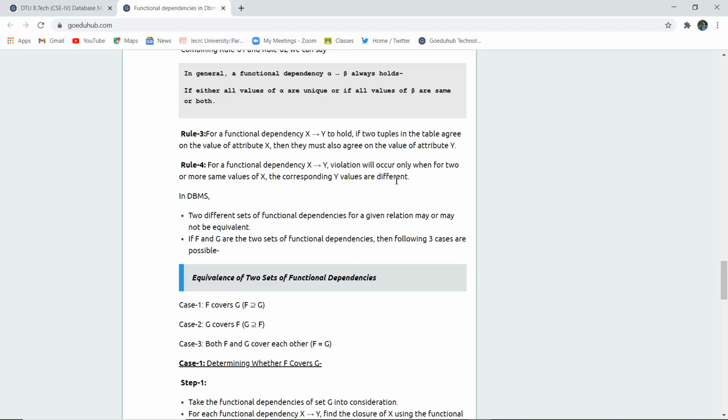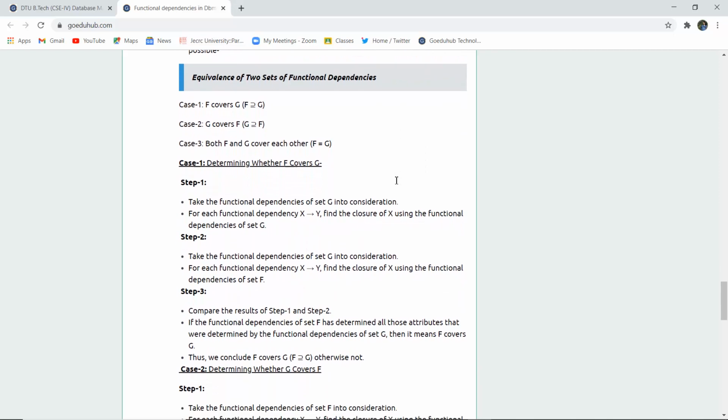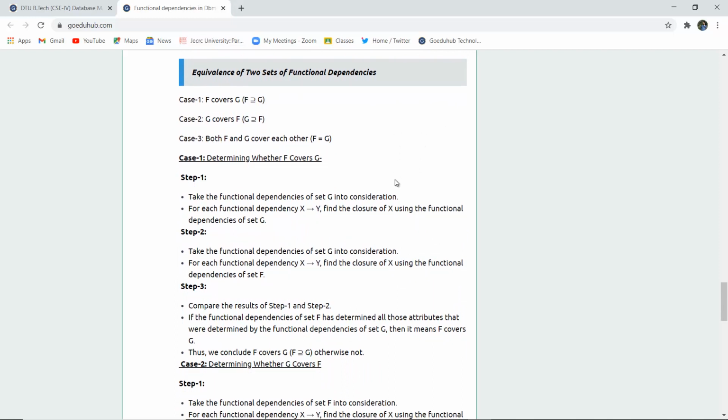So in DBMS, two different sets of functional dependencies for a given relation may or may not be equivalent. It is not necessary that the functional dependencies have to be equivalent. For example, if F and G are two sets of functional dependencies, then the following three cases are possible. Now what are those three cases? Let us study that: equivalence of two sets of functional dependencies, and how can we make them equivalent? So case one is F covers G. This is the symbol. F is the cover of G. The next case is G covers F, and the third is both cover each other. That means both the sets are equal. The values are the same in both the sets F and G.